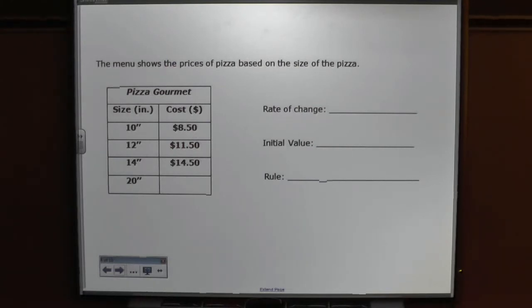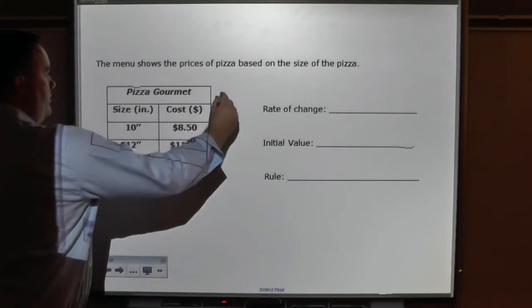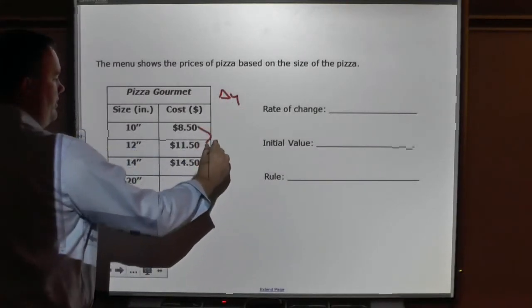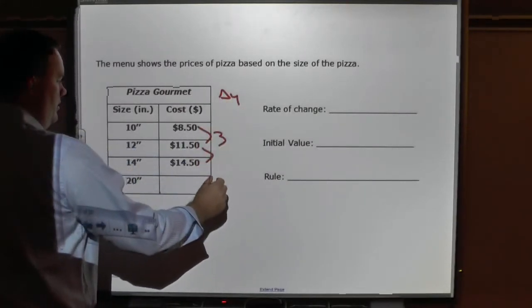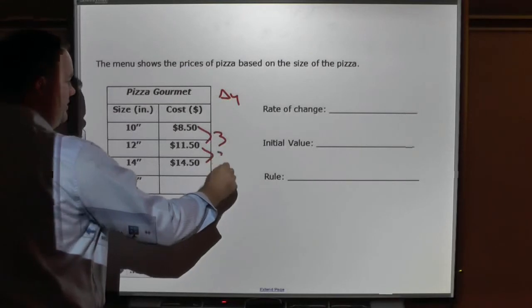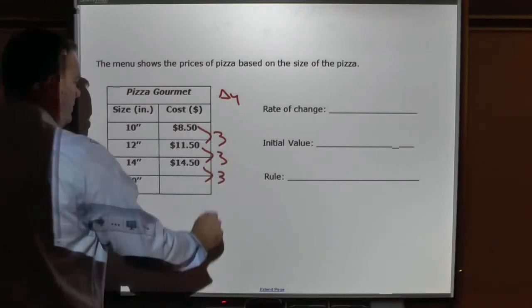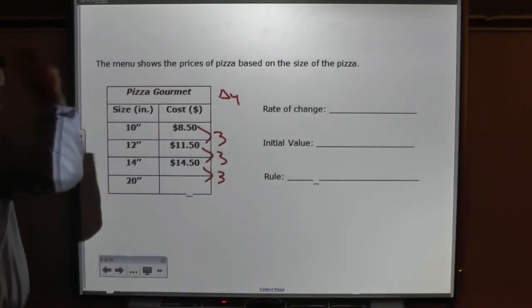Next one. Here, what we're doing is we're going to look at this situation. We're going to write the rate of change, the initial value, and then we're going to write the rule. Whenever you see the word rule, all that means is writing the function, the equation. That's all it is. We call it a function rule. So, rate of change. Change in y, 8.50 to 11.50 is 3. 11.50 to 14.50 is 3. You can figure out the next one. We'll figure out that one here in a second.